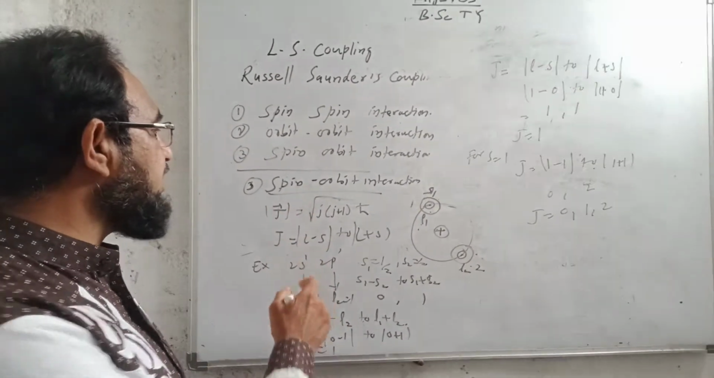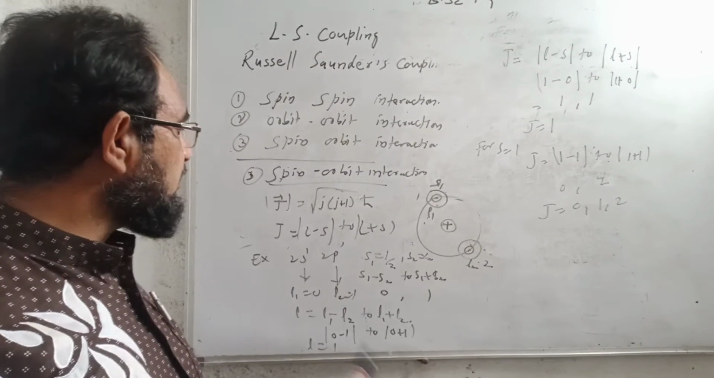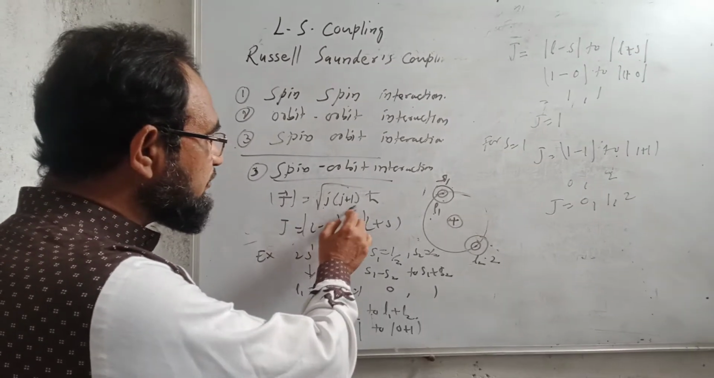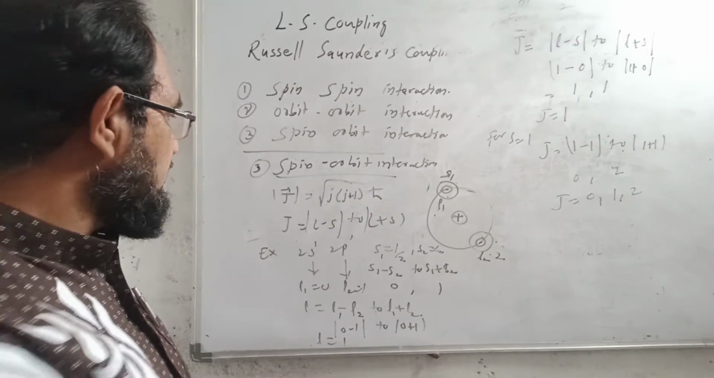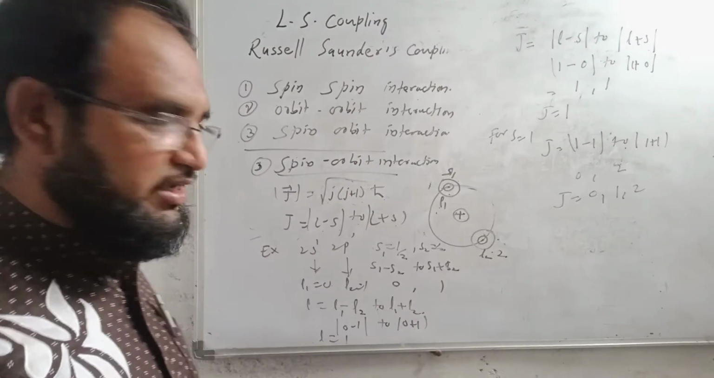Now I will combine these two in the spin-orbit interaction. That is the total angular momentum J. It is given by root over J into J plus 1 h cross. And J can be written as L minus S to L plus S, the value of J.